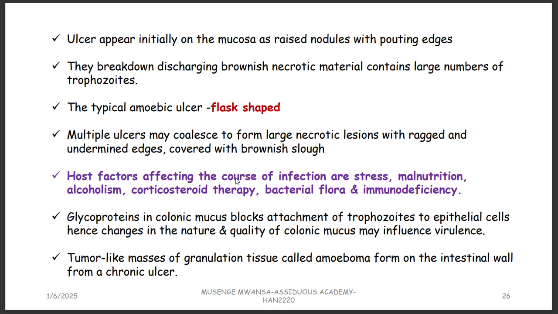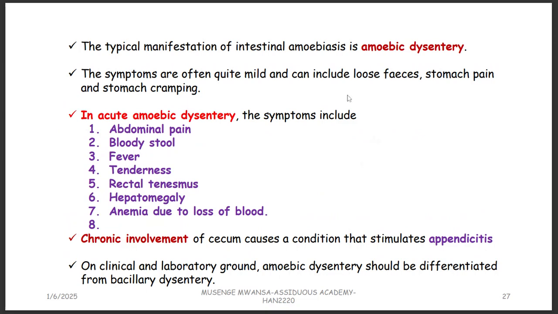Host factors that affect the course of the infection, like what can worsen the condition if the patient has them: if the patient is stressed, malnourished, takes alcohol, is on corticosteroid therapy, has immunodeficiency, and bacterial flora can also make the infection worse. And if someone has those flask shaped ulcers formed, when they go to the toilet they are going to have bloody diarrhea, and that's known as amoebic dysentery.